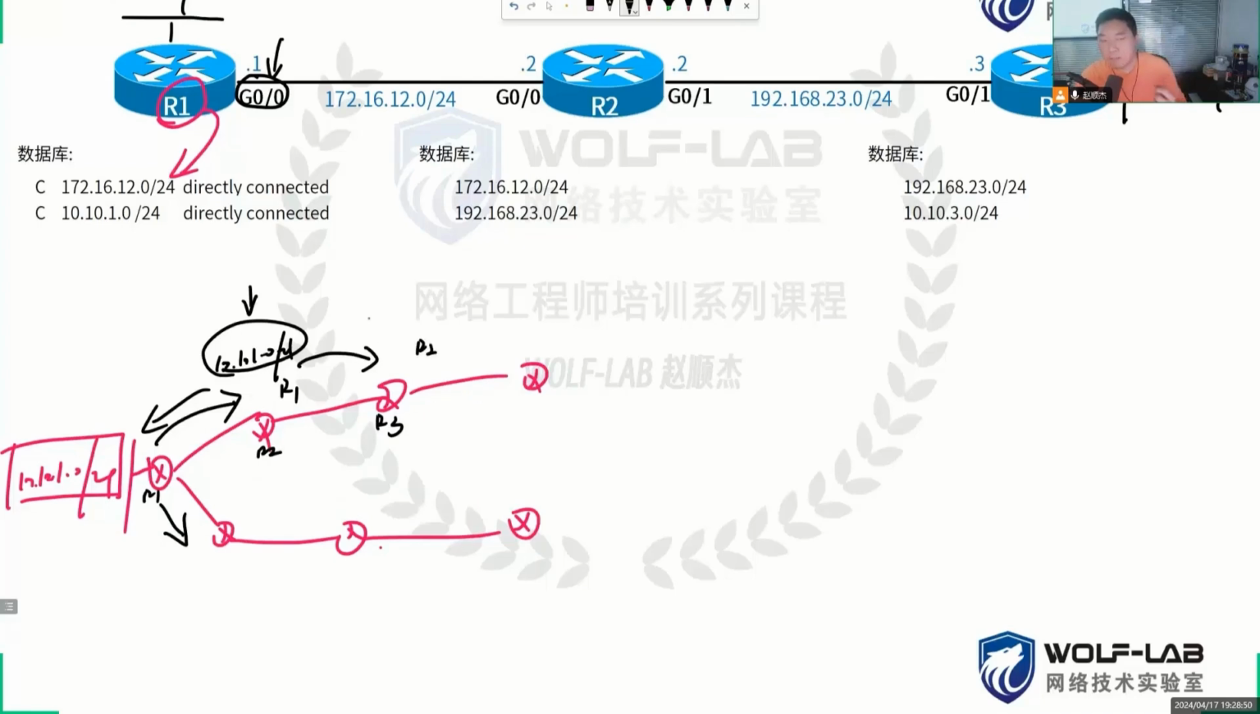Then I find out. The guy next door, R2, tells me he heard some news. Someone is connected to the 10.10.1.0/24 network segment. So later, R3, if I want to find 10.10.1.0/24, I look for whom? The person who gave me the information. I go to R2. That's enough. That's how distance vector routers work.